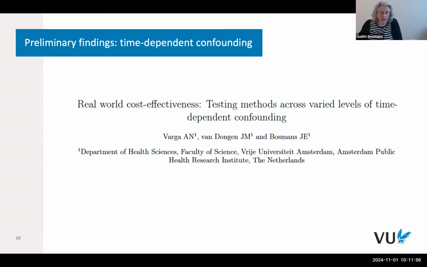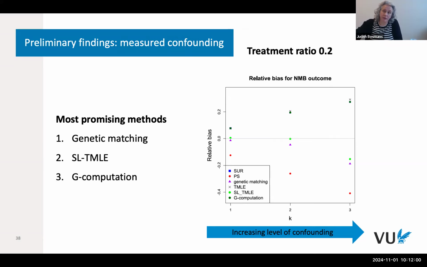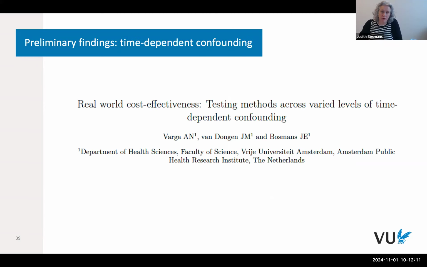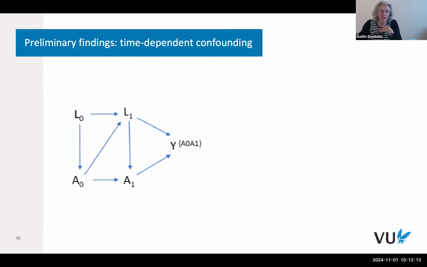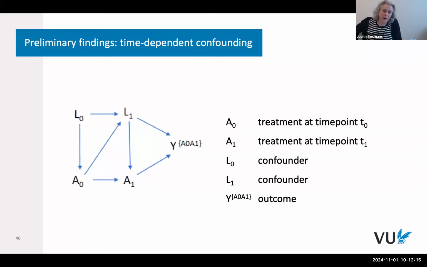It's also possible that you have time-dependent confounding. So this first study was about measured confounding at one time point, but it's also possible that the confounding differs over time. So here we have a simplified example of that. In this case, we have treatment A0, which is the treatment at time point T0.